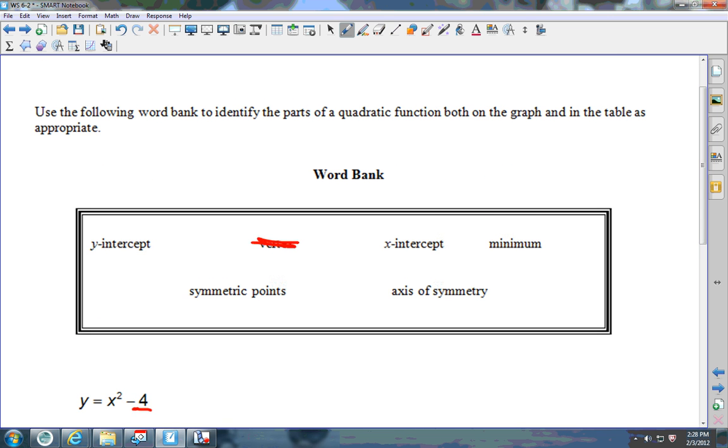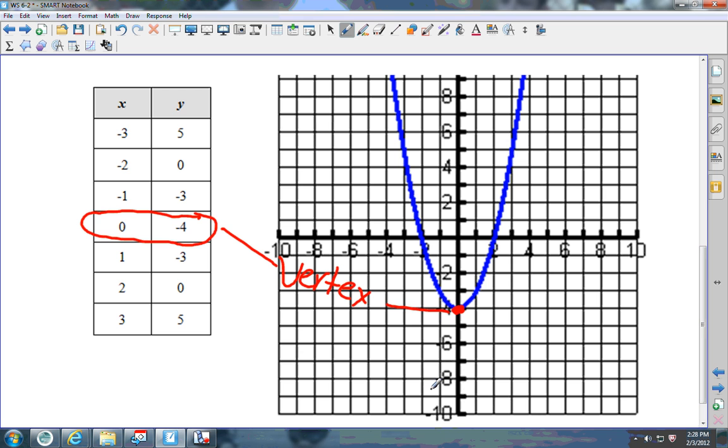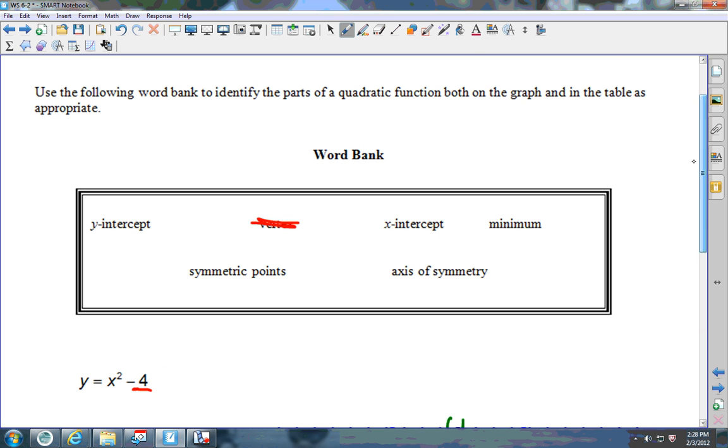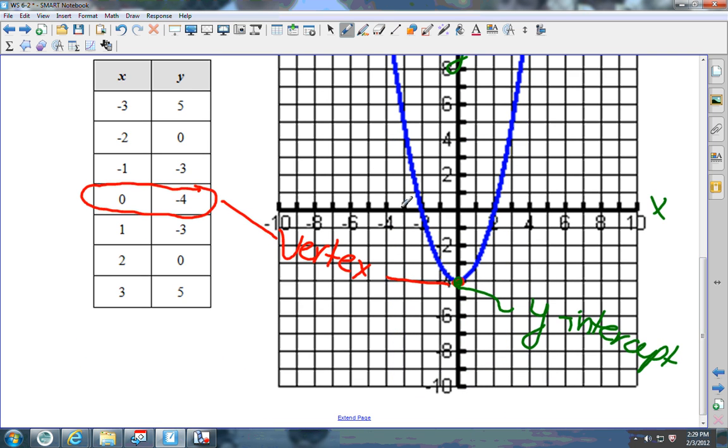Let's go up here and I'm going to get rid of that. Let's find the y-intercept. Here's the y-axis right here. If I go down, the vertex ends up in this case being the y-intercept as well. That is not always true, but in this case it is. Okay, so what's another thing they want us to find? The x-intercept. So let's go back down here. Here's my x-axis, they cross at negative 2 and 2. Those are my x-intercepts. It's where they cross the x-axis.